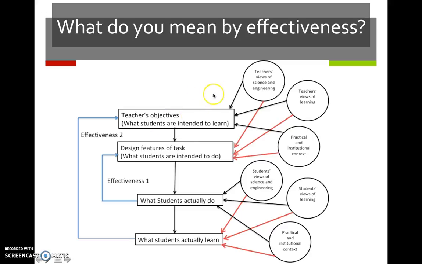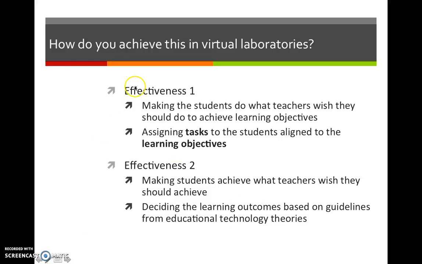Now in the earlier presentation we had mentioned to you that we want to integrate the virtual laboratories effectively in the teaching. So we had defined two effectiveness 1 and effectiveness 2. So how do you achieve this in virtual laboratories? Effectiveness 1, making the students do what teachers wish they should do to achieve the learning objectives. That is, assigning the tasks to the students aligned to the learning objectives.